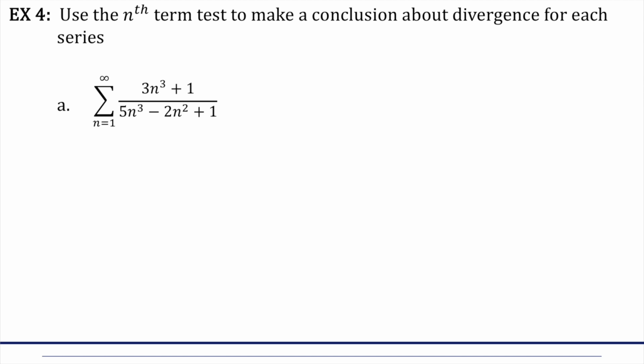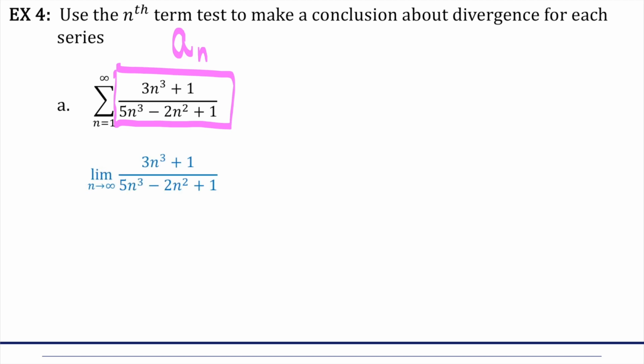So example 4 here says use the nth term test to make a conclusion about divergence. So this guy right here, that's my a sub n. If I'm going to use the nth term test, then I'll take the limit as n approaches infinity of a sub n. Okay, so as n approaches infinity of this one, there we go, I go to 3/5. That's not 0. Okay, so the series diverges by the nth term test.